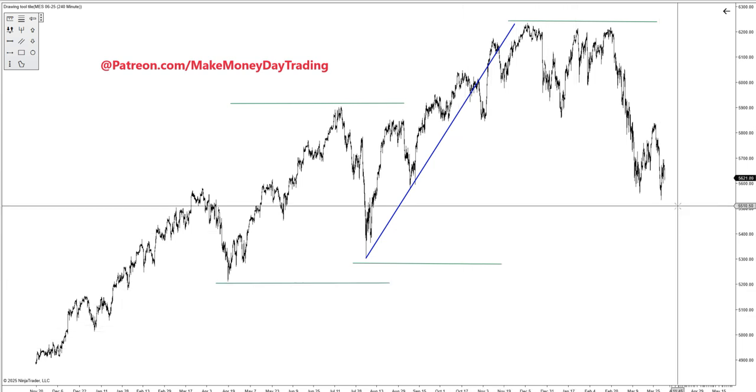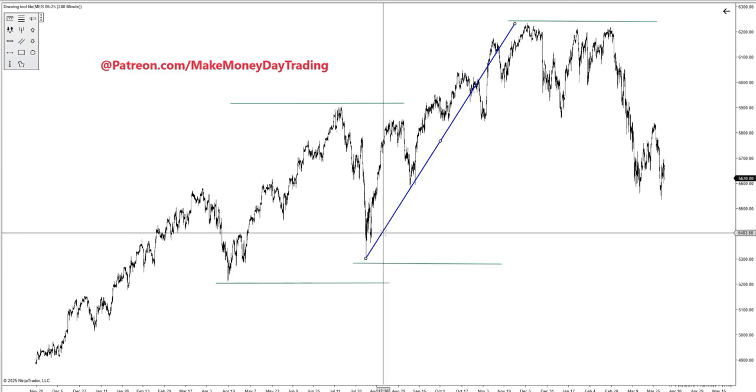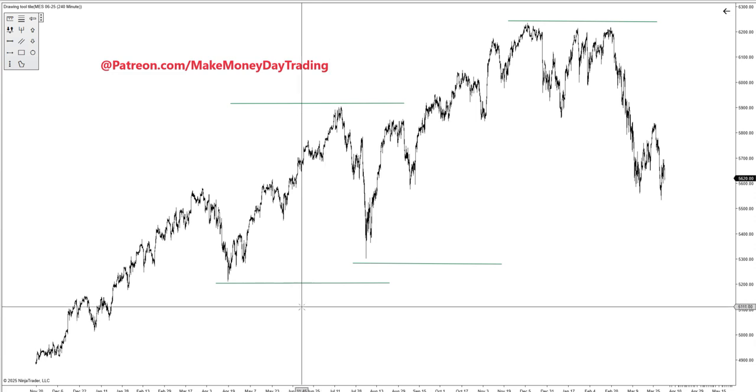So what are we doing? Looks like price is coming off. I don't even know what I was thinking about. I had this mapped out, just mapping out my chart.